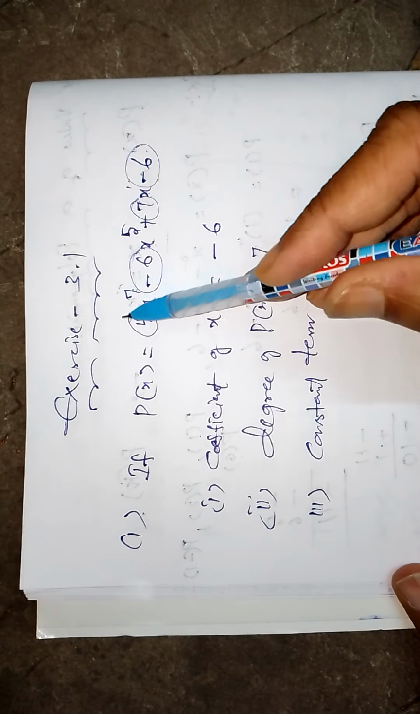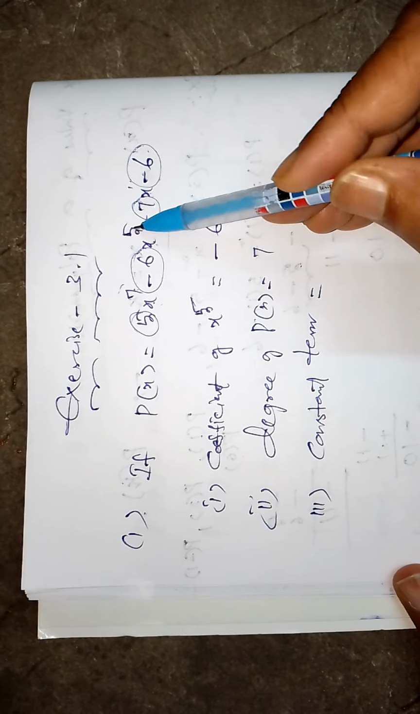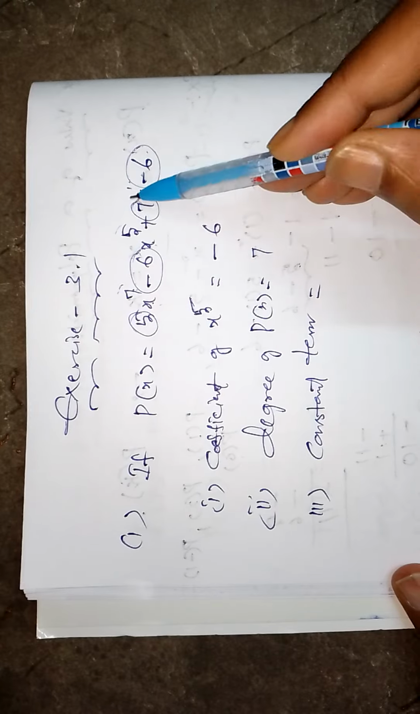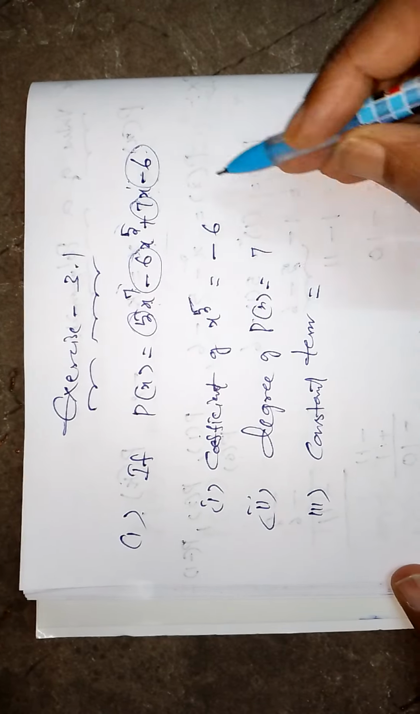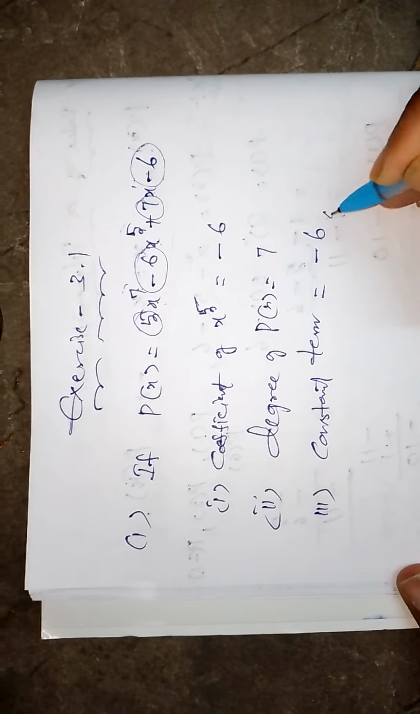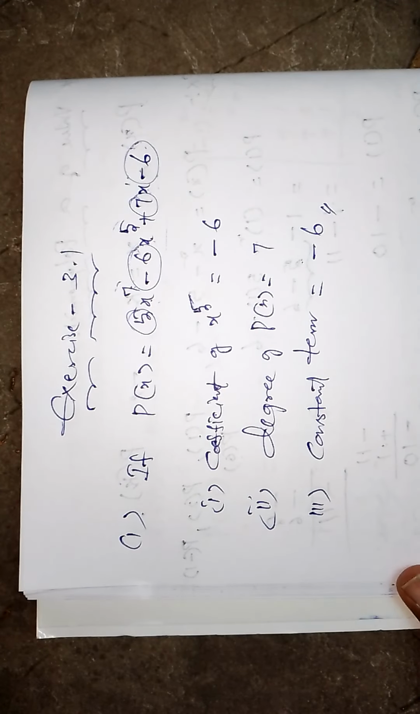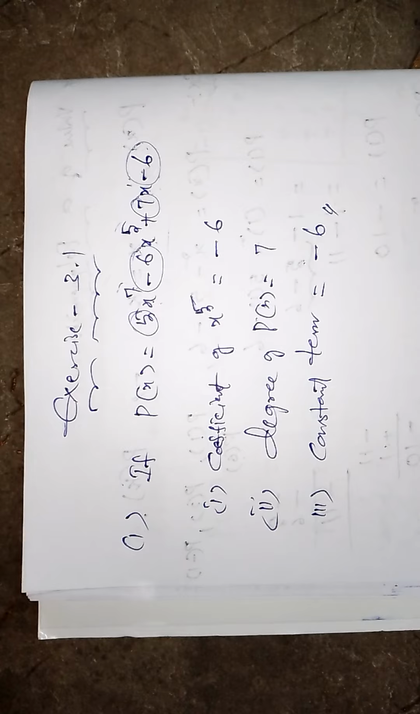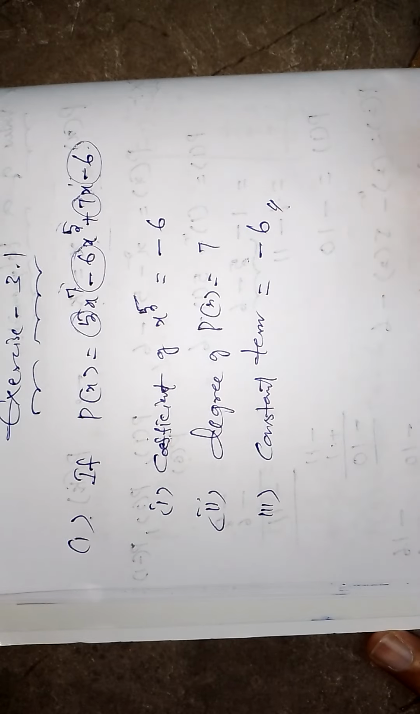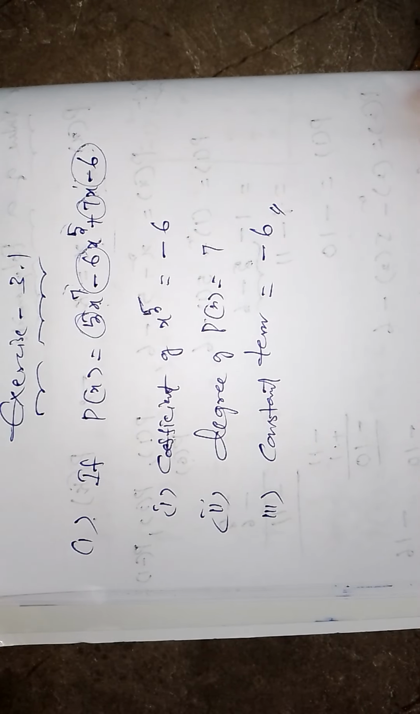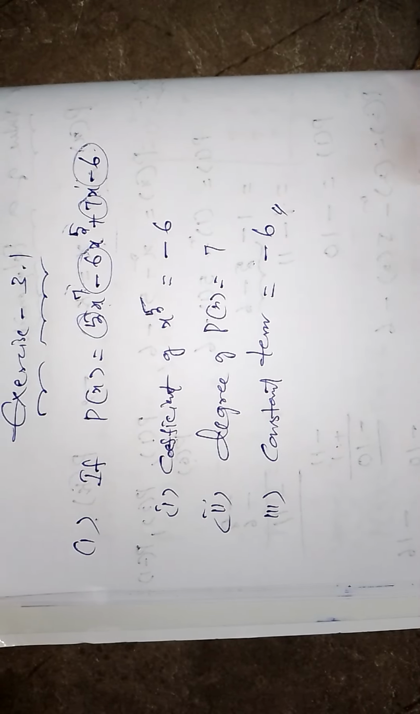This is the x power 7 term, this is the x power 5 term, this is the x term, and this one is not combined with any literal, so we call it the constant term. Minus 6 is the constant term. The second question is: write 3 more polynomials and create 3 questions for each of them. So you just create some polynomials of your own and ask 3 questions for each of them, right?